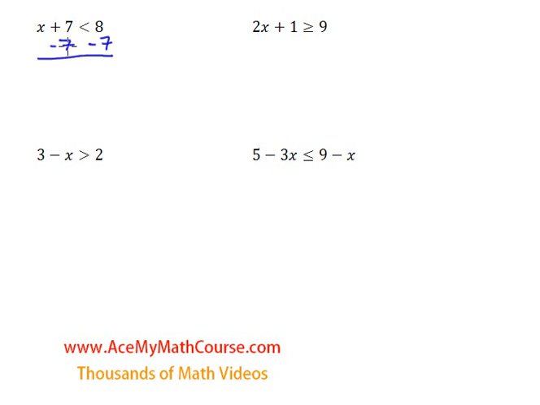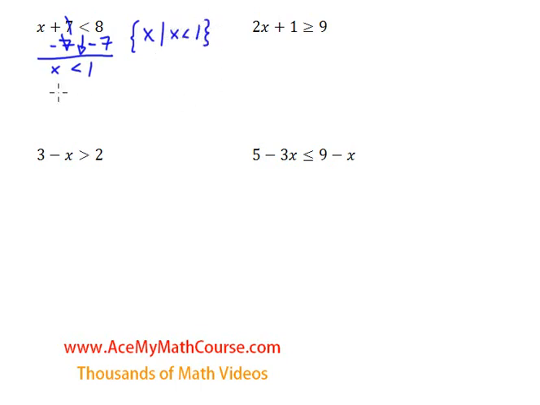7 minus 7 is 0. So I can bring down the x. I'll also bring down the sign here. X is smaller than 8 minus 7, which is 1. And this is the answer. X is smaller than 1. I can write it like this. X such that, this means such that, x is smaller than 1.